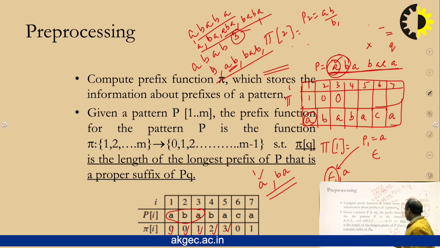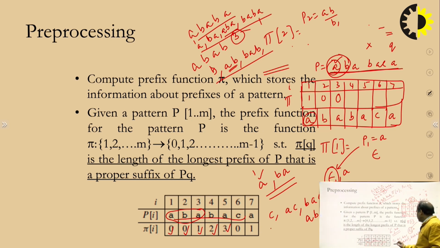Same thing here. If you find its proper suffixes up to this length, they are C, AC, BAC, ABAC, and BABAC. None of the suffixes are a prefix of the pattern. C is not a prefix, AC is not a prefix, and BAC is not a prefix. So definitely epsilon is there, and its length is 0. Same thing here: if you compute the proper suffixes, we get only A, whose length is 1.